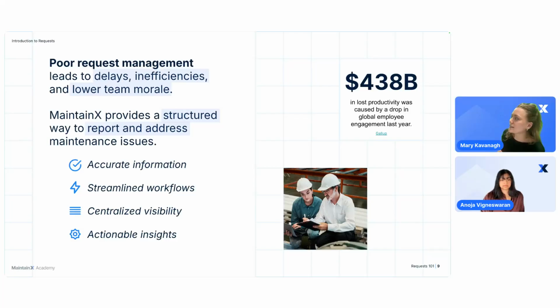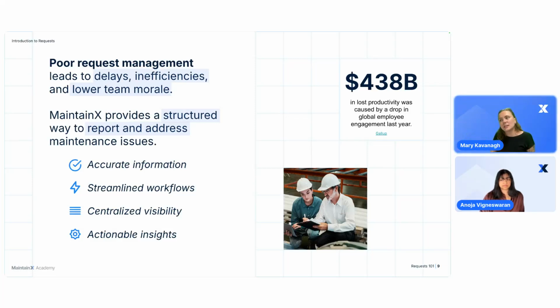I really like the statistic here. $438 billion in lost productivity was caused by a drop in global employee engagement last year. So we want to make sure that we are keeping teams engaged. We're building trust, and we can mitigate that as much as possible.